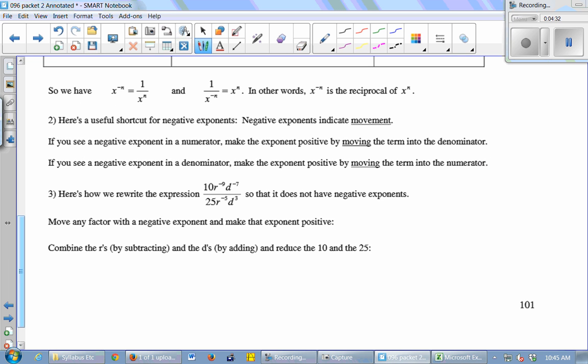So it turns out if you want to do something to a negative exponent, that's the same thing as doing 1 over that thing to the positive exponent. That's the first way of thinking of that rule. Or in reverse, if you have 1 over something to a negative exponent, you can bring it up into the numerator and make the exponent positive. A useful shortcut for negative exponents is that negative exponents indicate movement. If you see a negative exponent, you have to move that term to the other spot of the fraction.